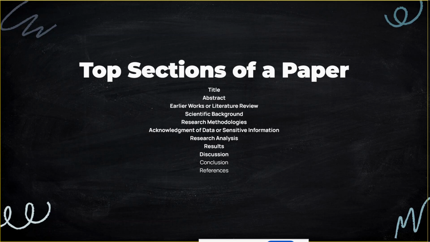Then after abstract we have earlier works or literature review. That is very important. Post that we have scientific background, then research methodologies, and then acknowledgement of data or any sort of sensitive information. These sections you can add later, after the conclusion. It's not mandatory to have these sections between all these top sections. Post that we have research analysis, outlining results, then discussing the results, followed by conclusion and references.